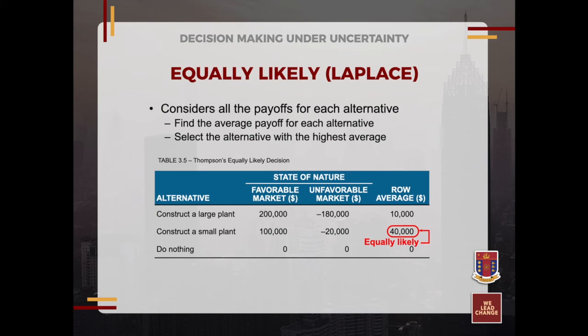Now, for constructing a small plant, we have $100,000 plus negative $20,000. It gives you $80,000 divided by 2, and you get $40,000. And as for do nothing, that's just 0. Now, we looked at all the row averages, and now we have 10,000, 40,000, and 0. Out of all the averages here, which is the highest number? And so we have 40,000 as the highest number, which corresponds to the alternative, construct a small plant.